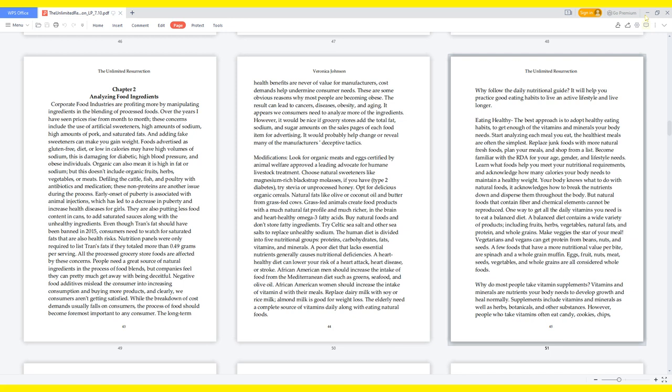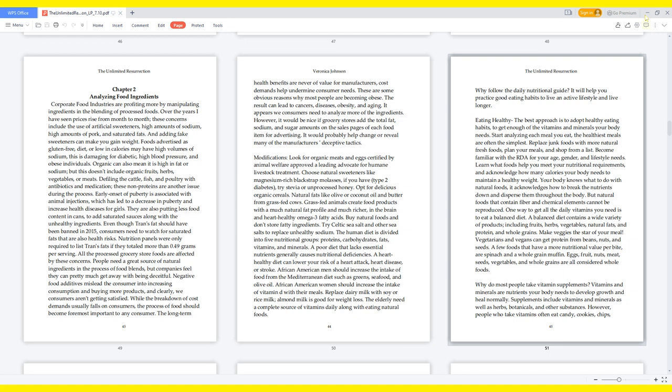Modifications: look for organic meats and eggs certified by Animal Welfare Approved, a leading advocate for humane livestock treatment. Choose natural sweeteners like magnesium-rich blackstrap molasses. If you have type 2 diabetes, try stevia or unprocessed honey. Opt for delicious organic cereals.